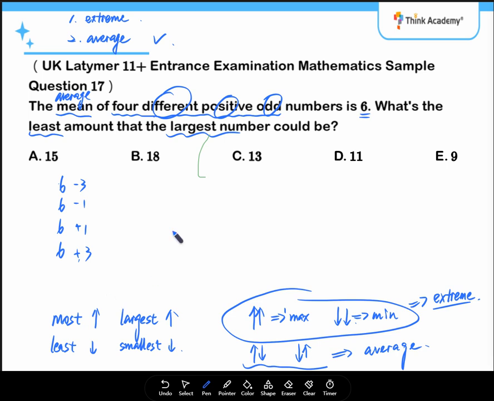That's how we can make sure all those numbers are odd numbers. Am I right? Okay, so in this way we get 3, 5, 7, and 9. And the least amount that the largest number could be should be 9. So this is method 1. We list them out and do slight changes, and we get the answer.